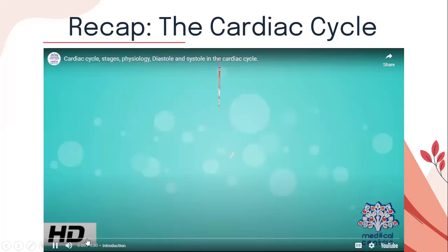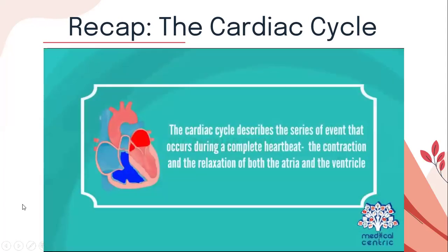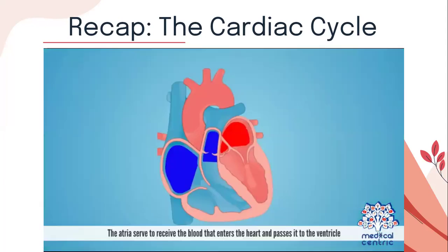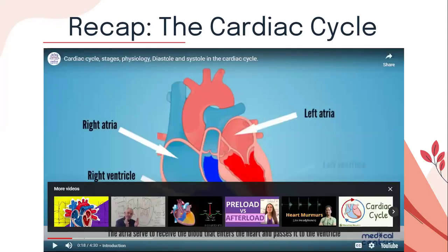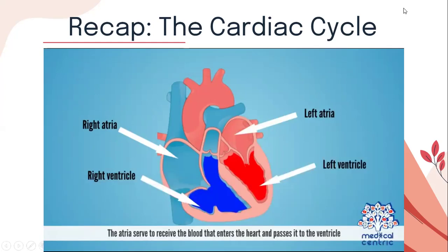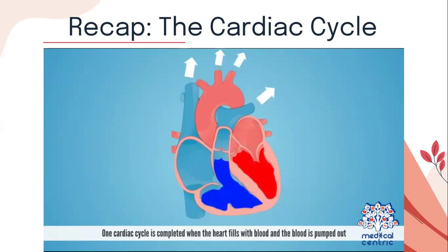Today's topic is the cardiac cycle. The cardiac cycle describes the series of events that occurs during a complete heartbeat, the contraction and the relaxation of both the atria and the ventricles. The atria serve to receive the blood that enters the heart and pass it to the ventricles. One cardiac cycle is completed when the heart fills with blood and the blood is pumped out.